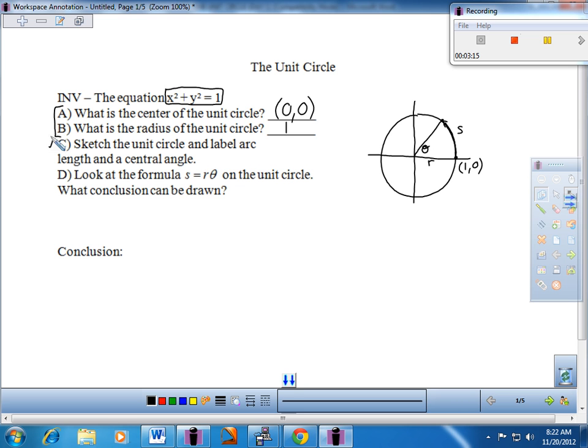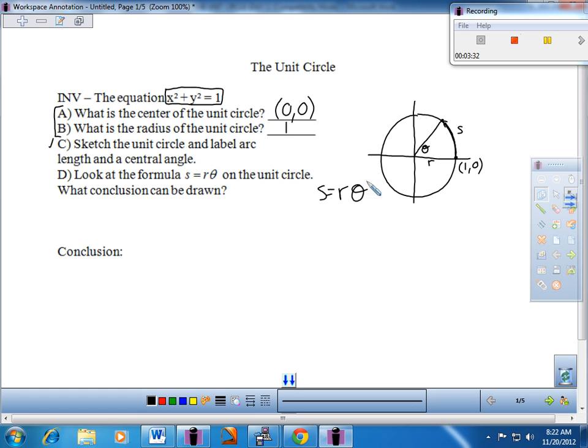That's great. And now let's look at part D. It says look at the formula s equals r theta on the unit circle. What conclusion can be drawn? So here's what I'm going to do. I'm going to write our formula right here, s equals r theta, and then I want you to think for a moment, why is the unit circle so special in relation to this particular formula? Think about it for 1 sec, and then come on back and let's look it over.